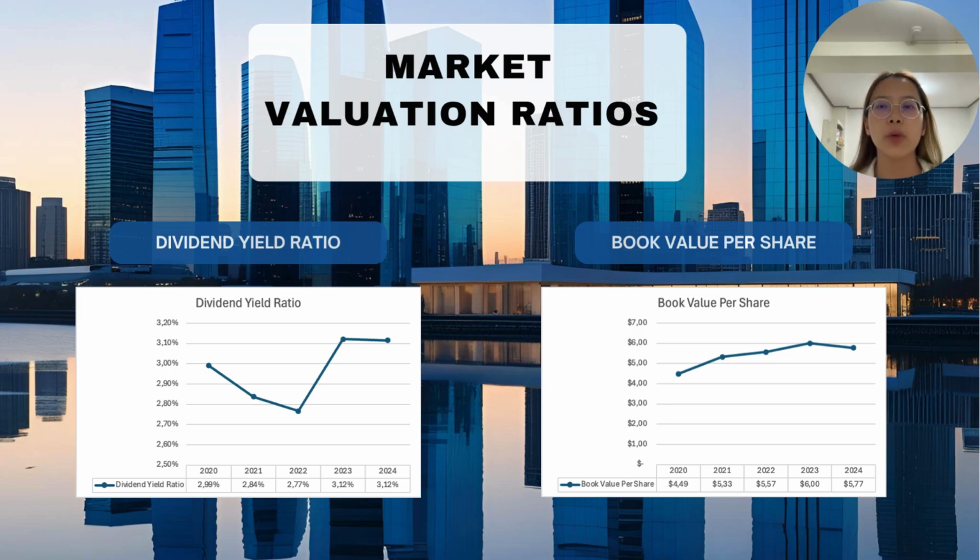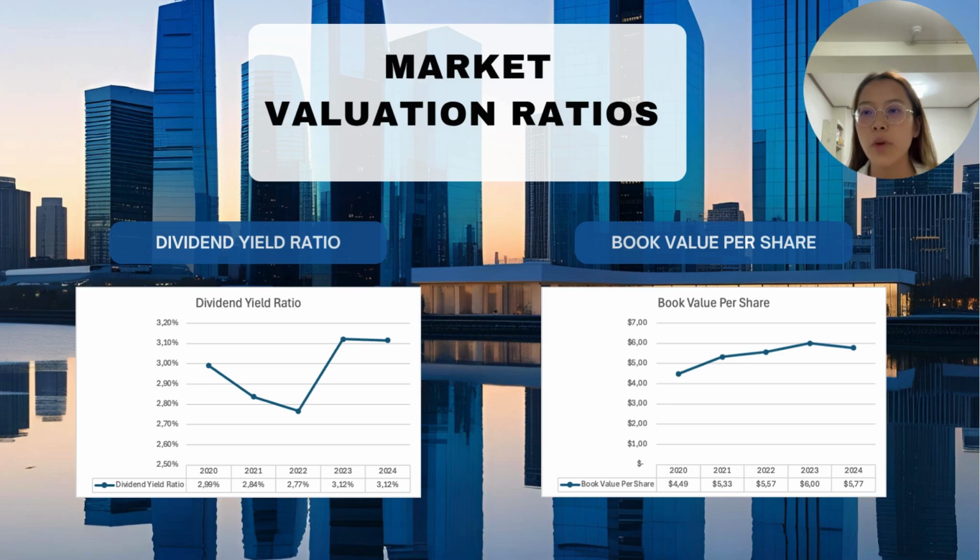Still on the market valuation ratios. Next, we are going to talk about the dividend yield ratio. It shows the return an investor earns in dividends relative to the stock price. A higher yield can indicate an attractive income investment. Dividend yield slightly declined from 2.99% in 2020 to a low of 2.77% in 2022, then rose to 3.12% in both 2023 and 2024. The initial dip might reflect rising stock prices or lower dividends, while the latter increases signal stronger dividend performance relative to stock price or higher payouts.